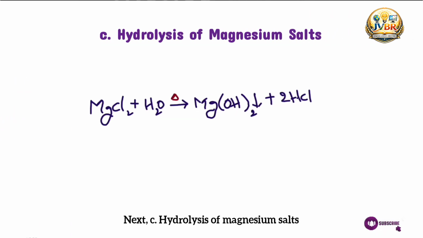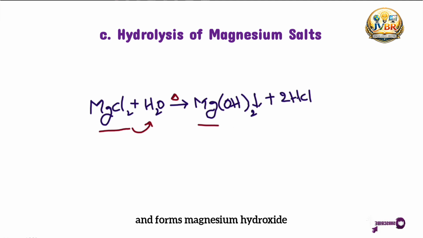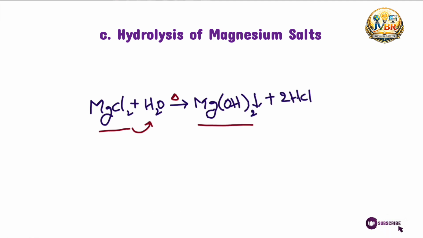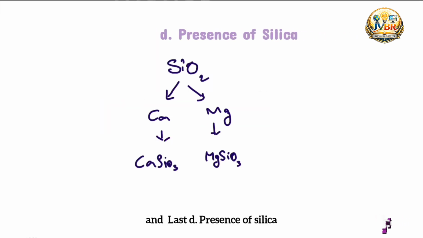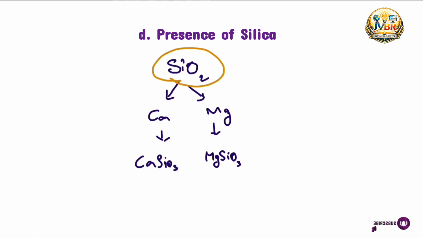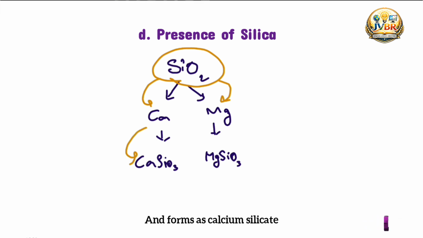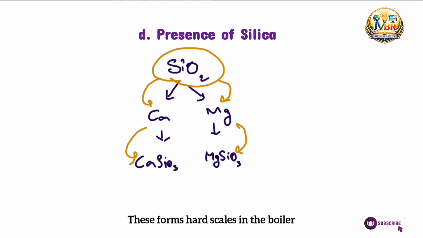Next, hydrolysis of magnesium salts. Hydrolysis means reaction with the water. Magnesium salts get hydrolyzed, that means they react with the water at high temperature and form magnesium hydroxide. This magnesium hydroxide is a precipitate which forms scales in the boiler. And last, presence of silica. If silica, that means SiO2, is present in the water, it reacts with the calcium or magnesium salts present in the water and forms calcium silicate or magnesium silicate. These form hard scales in the boiler and are very difficult to remove.